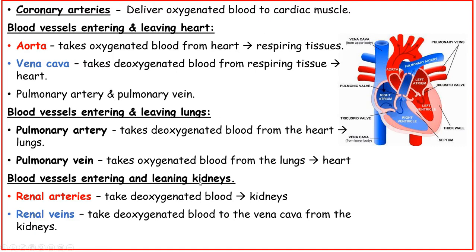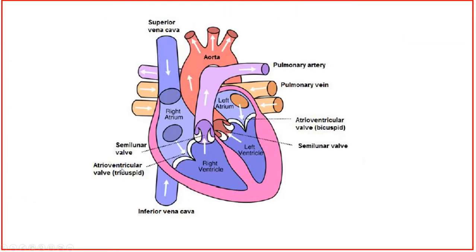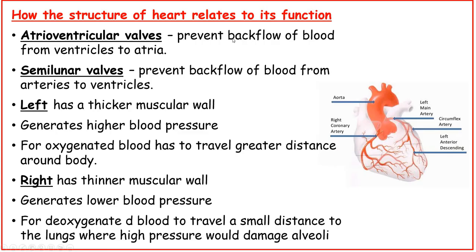Blood vessels entering and leaving the kidneys. Renal arteries take deoxygenated blood to the kidneys. Renal veins take deoxygenated blood to the vena cava from the kidneys. How the structure of the heart relates to its function. Atrioventricular valves prevent the backflow of blood from the ventricles to the atria. The semilunar valves prevent the backflow of blood from the arteries to the ventricles.